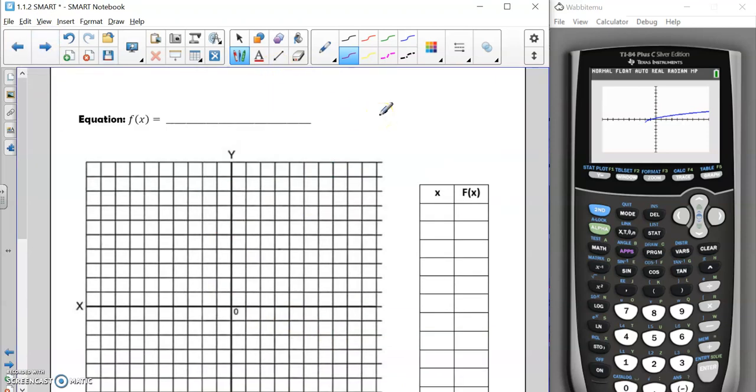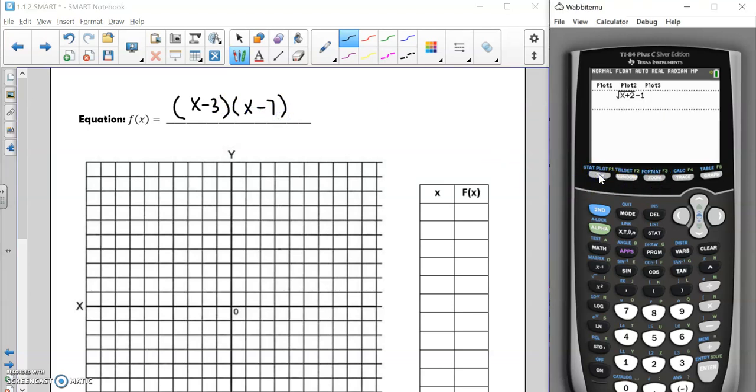All right, so this function is going to be, in parentheses, x minus 3 times x minus 7. Okay, and just like last time, we're going to go to the y equals, clear that first one out, and then type in our new function. Hit graph. All right, so we got a nice parabola there. You guys have seen those before in Algebra 1.